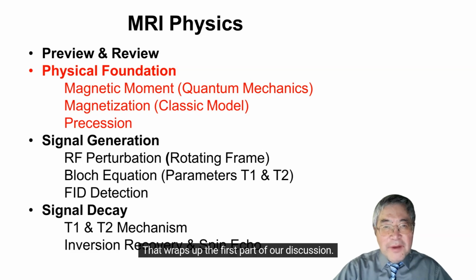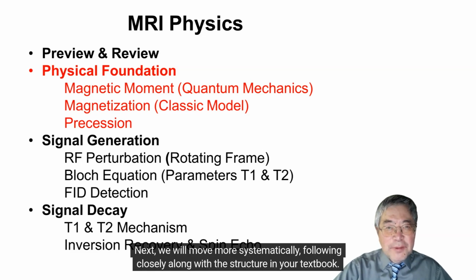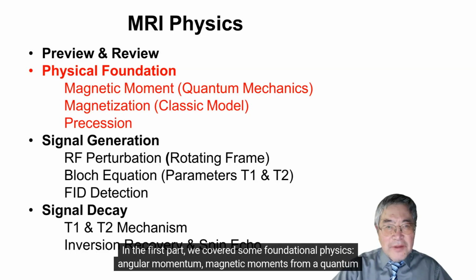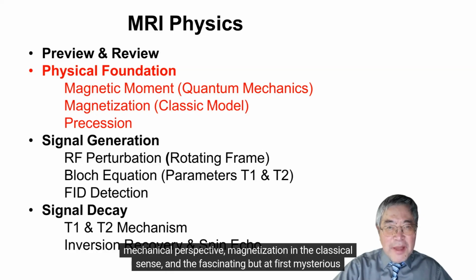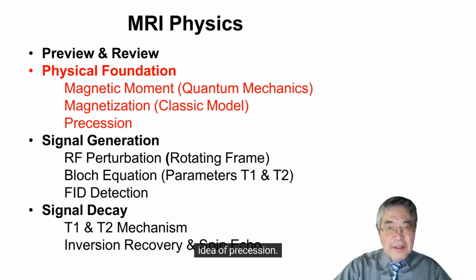That wraps up the first part of our discussion. Next, we will move more systematically, following closely along with the structure in your textbook. In the first part, we covered some foundational physics: angular momentum, magnetic moments from a quantum mechanical perspective, magnetization in the classical sense, and the fascinating but at first mysterious idea of precession. These are the building blocks.